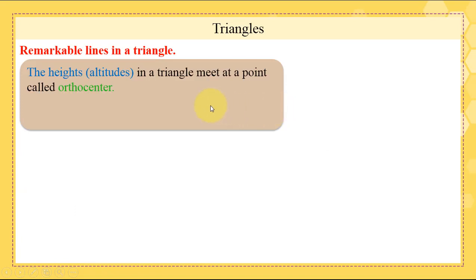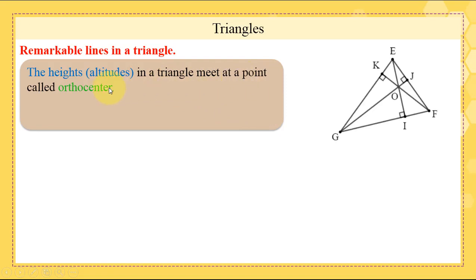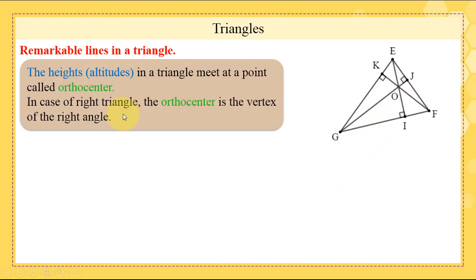Second, we have the heights in a triangle. Also, the heights meet at one point called orthocenter. In triangle GEF, we have the three heights. They intersect at point O. The orthocenter in the case of an acute triangle is inside the triangle. If the triangle is right, the orthocenter is the vertex of the right angle.